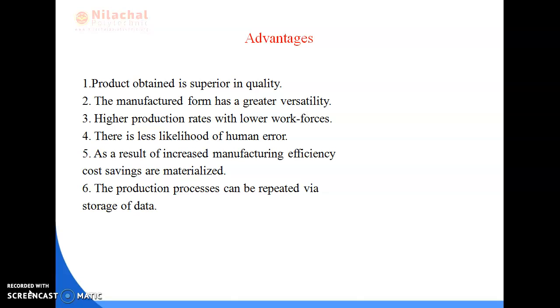As a result of increased manufacturing efficiency, cost saving are materialized. The production process can be repeated via storage of data. Means once the data is prepared and stored in the computer, we can process that for number of times also.